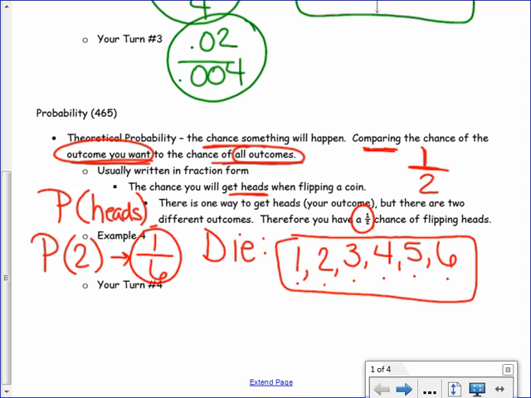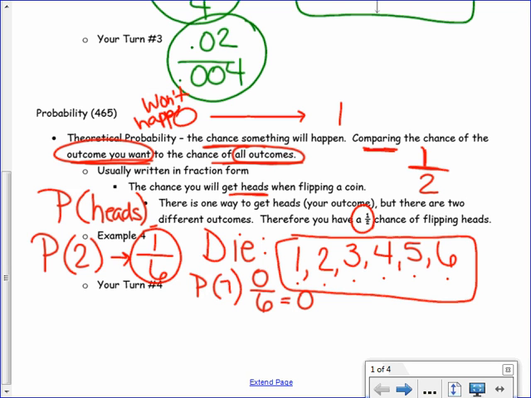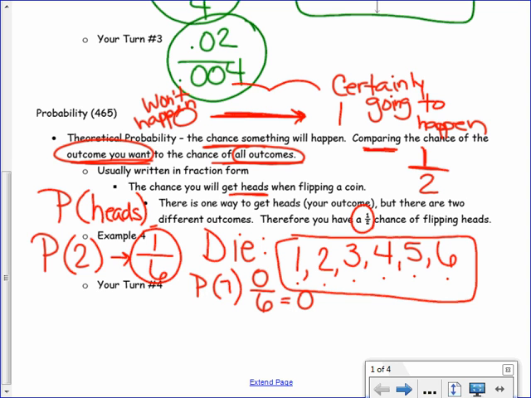If you look at the possibility of rolling a 7, what is the probability that I'm going to roll a 7? Well, how many 7s are there? 0 out of how many possibilities? 6, which is the same as 0. It's never going to happen. When you think about probability, it really goes on a scale of 0 to 1. When it's 0, it won't happen. And if it's a 1, it's certainly going to happen. And depending where the fraction falls between 0 and 1, if it's closer, it's more likely to happen, or less likely to happen. That's probability.